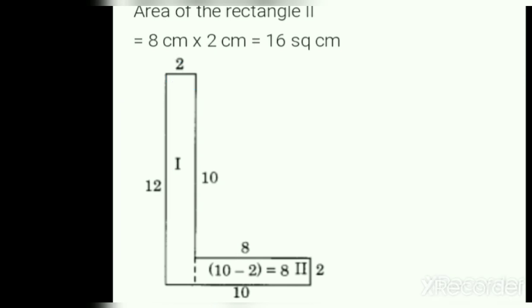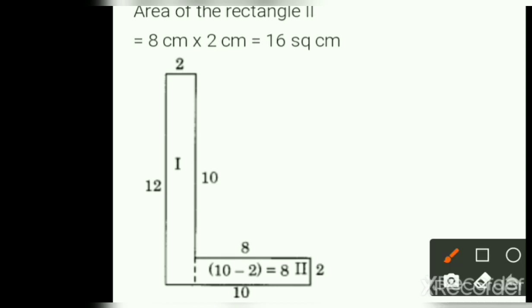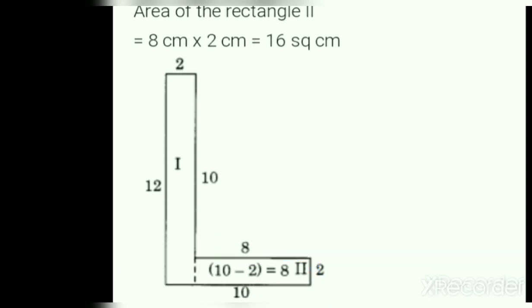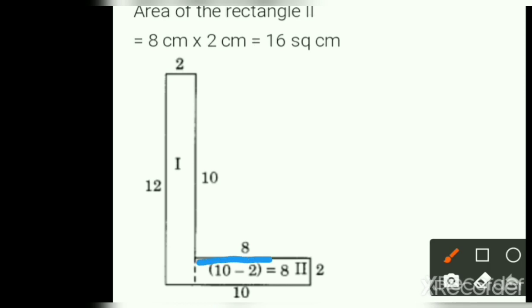Now the area of the second rectangle. What is the length? This full line is 10 centimeter, but we don't want that full line because this is the rectangle, so the length we have is 8. 8 is the length of this rectangle and the breadth is 2, so 8 into 2 is equal to 16 square centimeter.